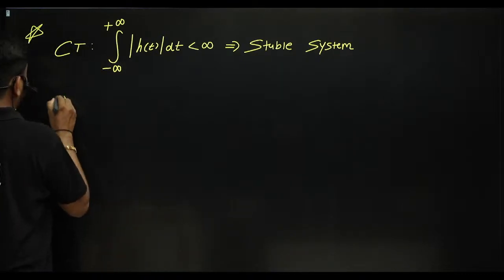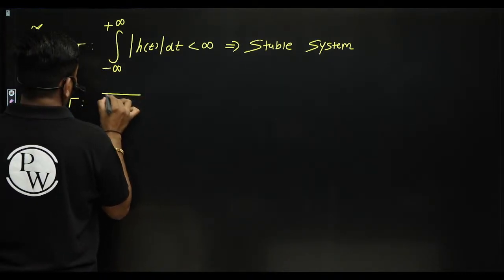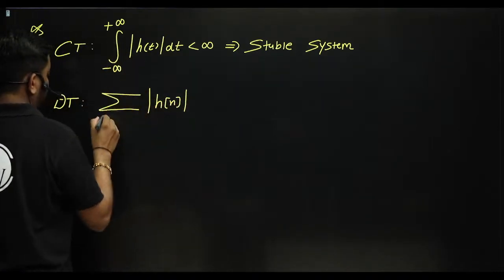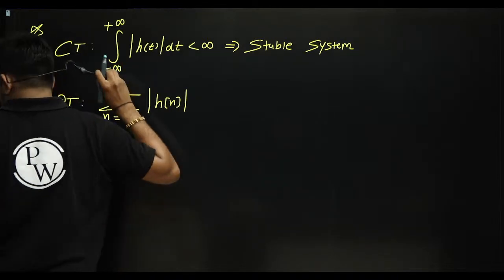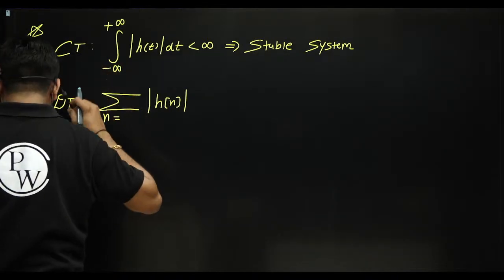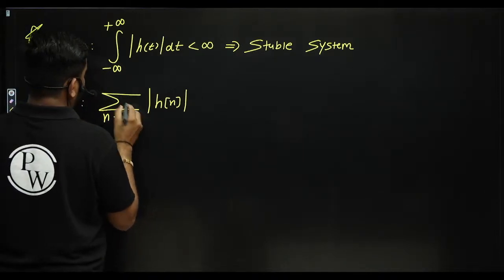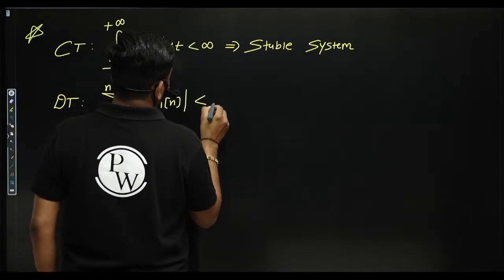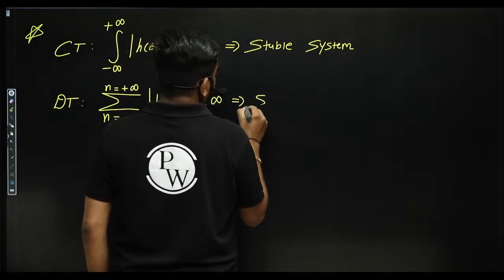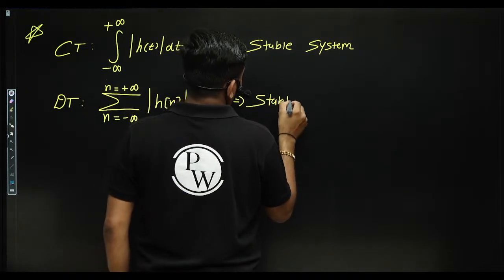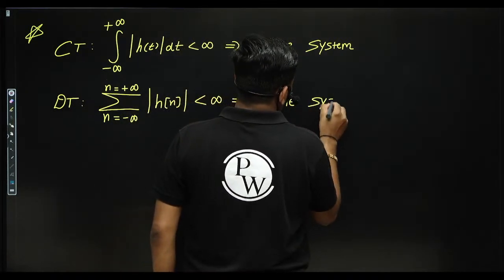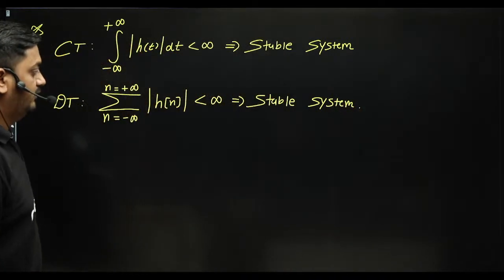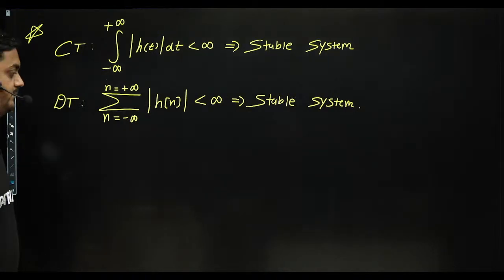And for the discrete time system, guys, the impulse response should be absolutely summable. Instead of integration, now it is discrete time, so the sum runs from minus infinity to plus infinity. It should be less than infinity. So in this case, the discrete time system is said to be a stable system, correct? Okay, very good. Fine. Clear to each and everyone?